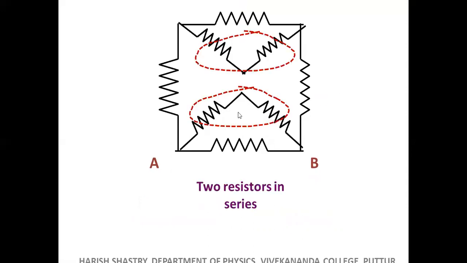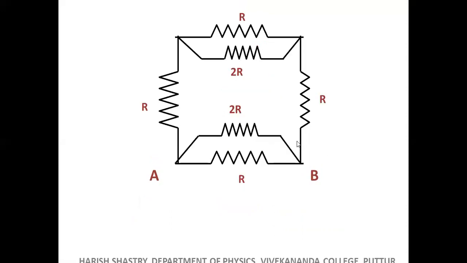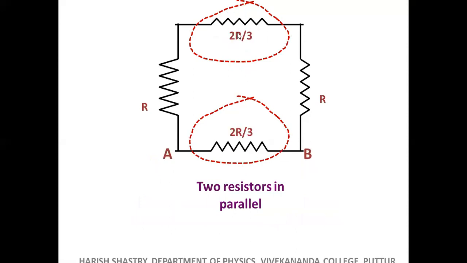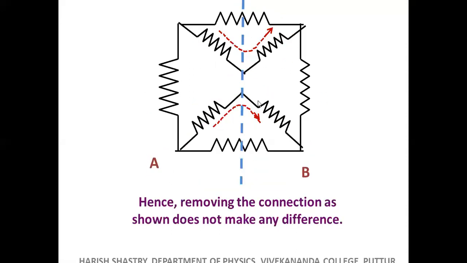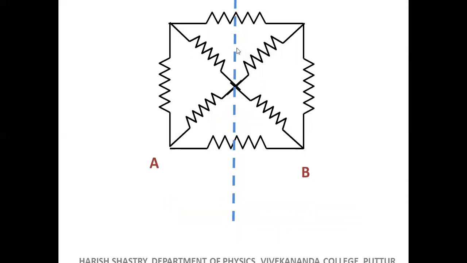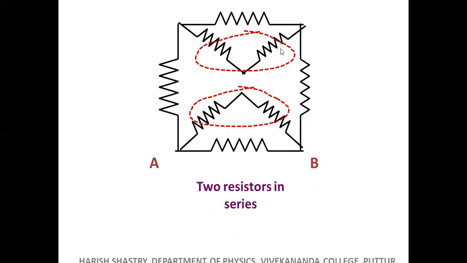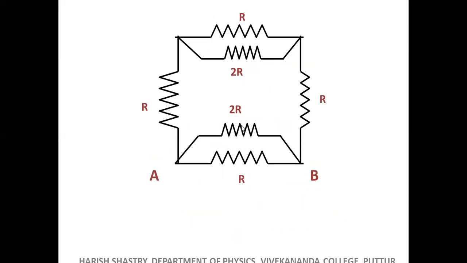2R in parallel with this, 2R in parallel with this. 2R parallel R, 2R parallel R. What is 2R parallel R? 2R by 3, 2R by 3 here. Hope you have followed. Since these two points are at the same potential, I can remove the connection instead of connecting them, because this is symmetrical on either side. I can remove it like this. So this is 2R parallel R, 2R parallel R.